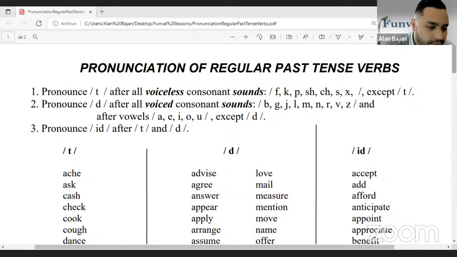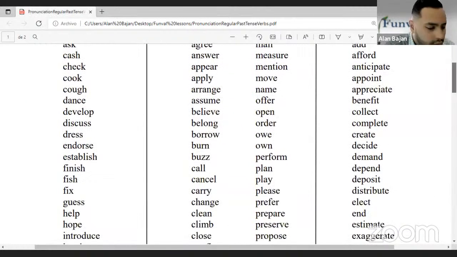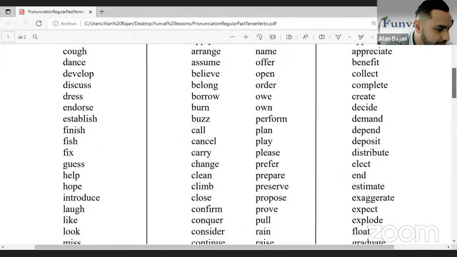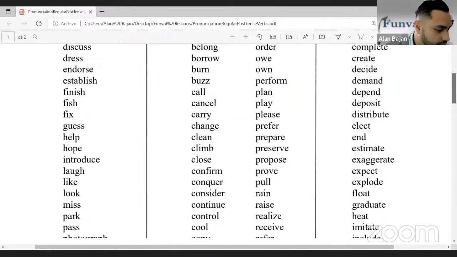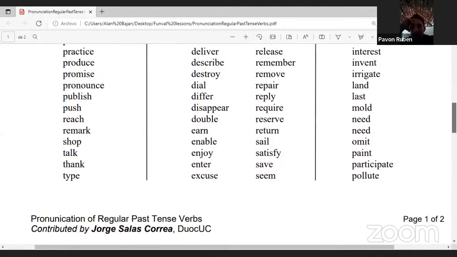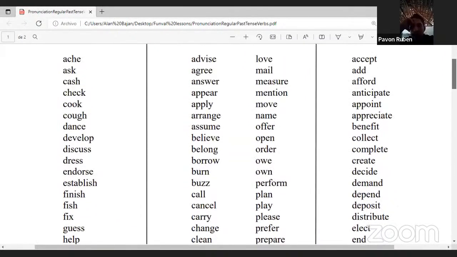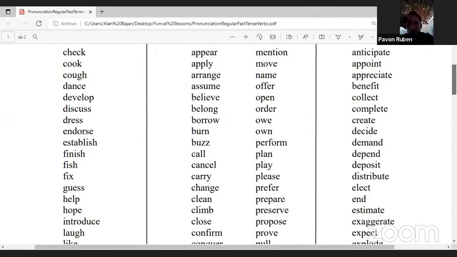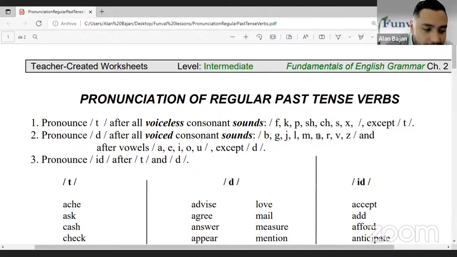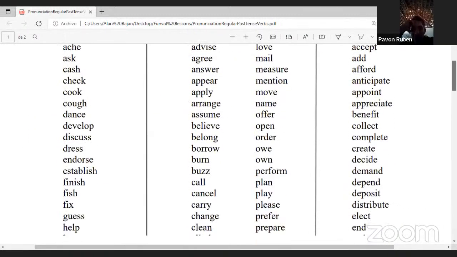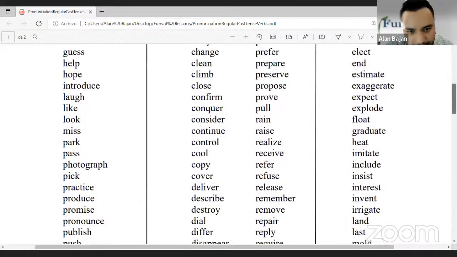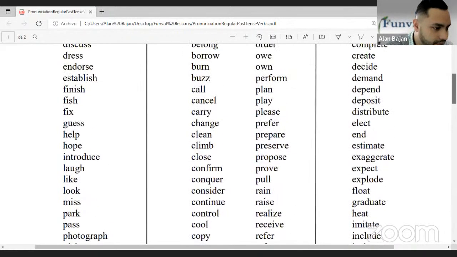Let's see some examples, more examples. To say opened is opened or opened. Open, opened. The sound of the N is from the second group. Let's see.